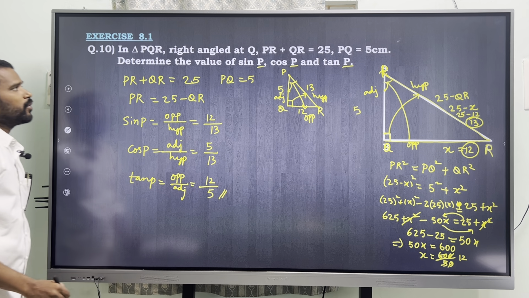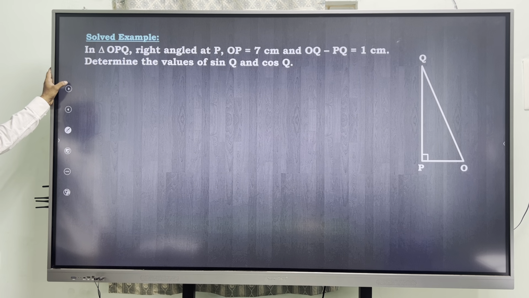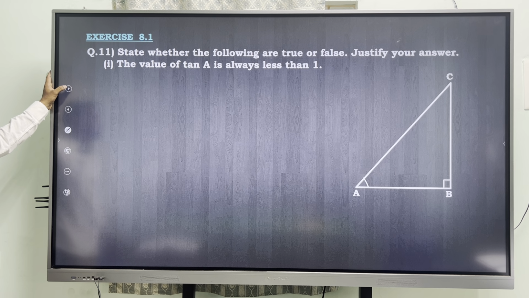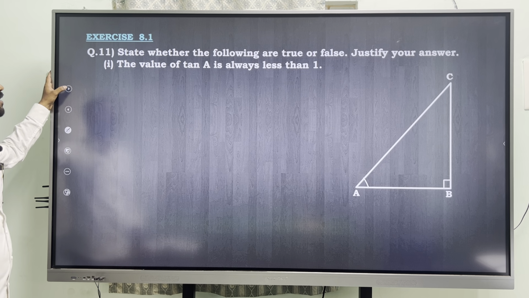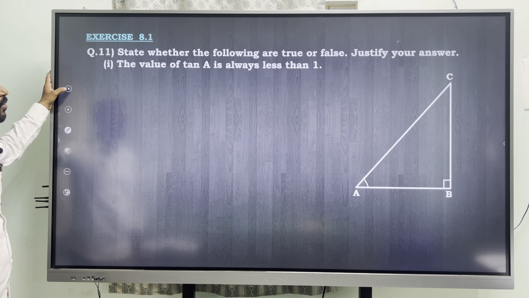So this is how we can do this problem. I hope you understood. See, a similar problem is there in the textbook as a solved example. Try this one. Don't ignore the solved examples, they are very important. State whether the following are true or false, justify your answer. The value of tan A is always less than 1.